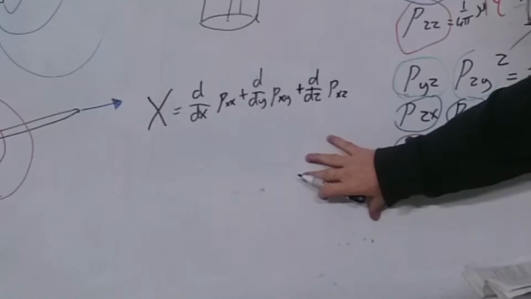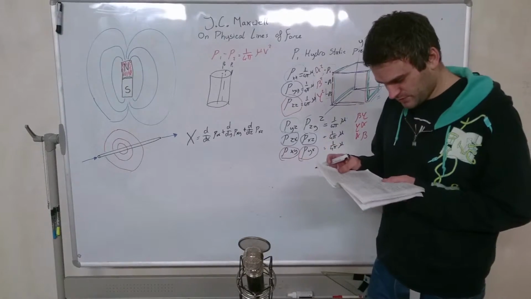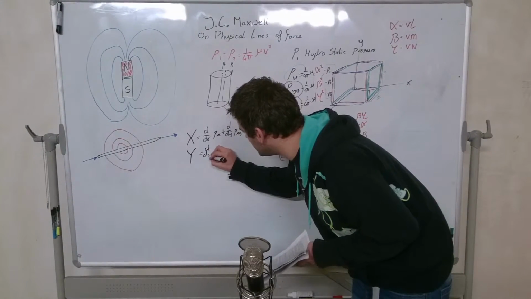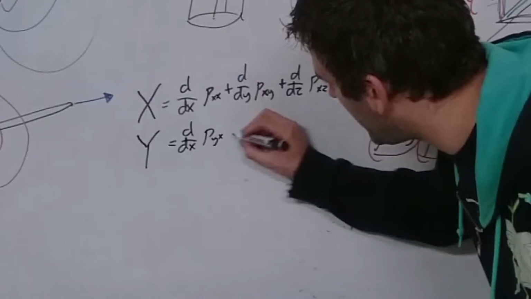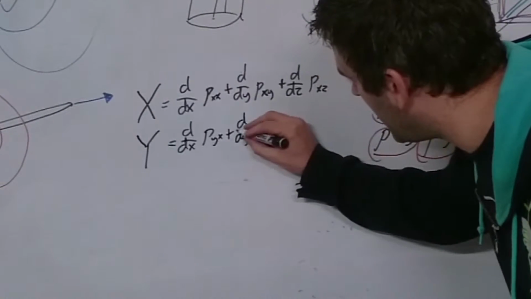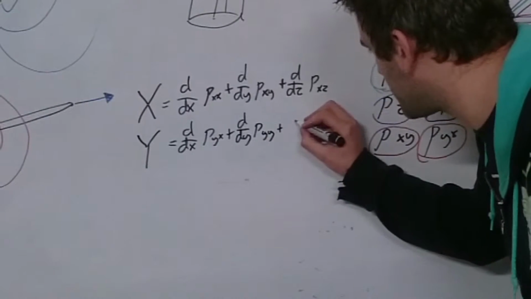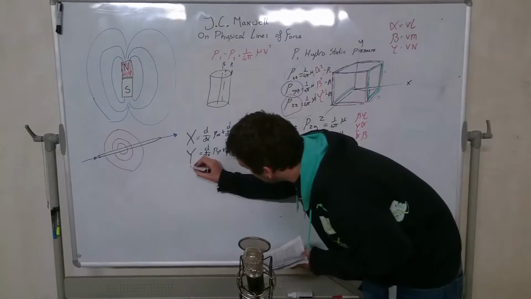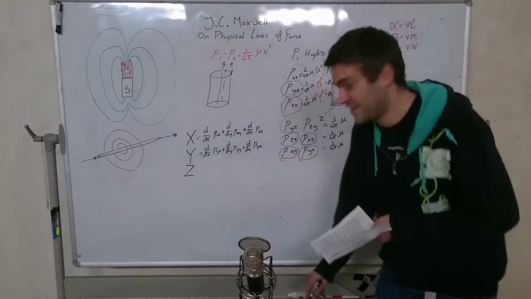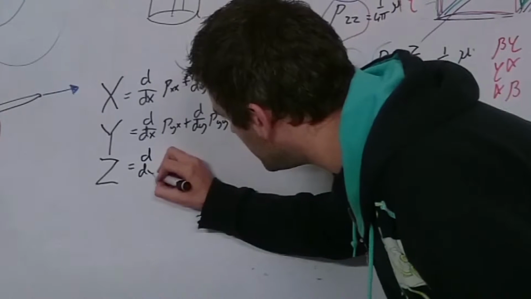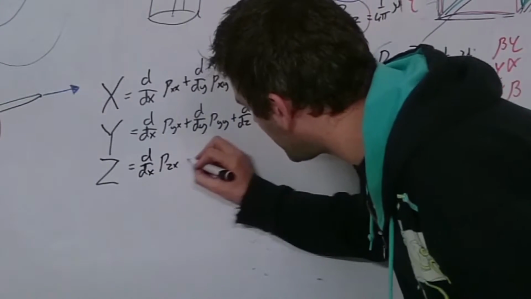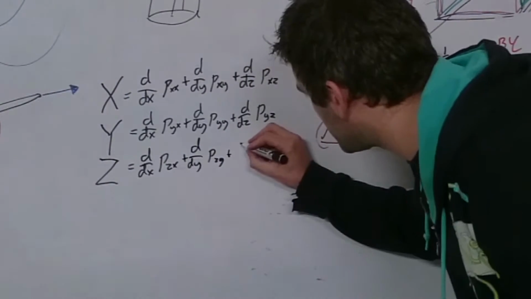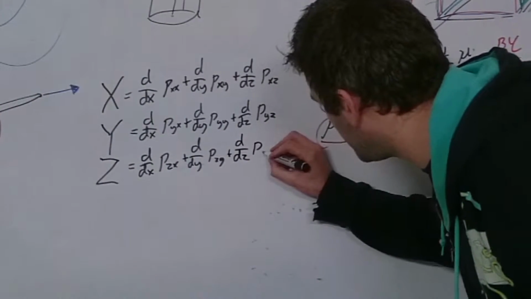pxz. The same principle would apply to Y, which is equal to d/dx pyx plus d/dy pyy plus d/dz pyz, and over the z direction it is equal to d/dx pzx plus d/dy pzy plus d/dz pzz.